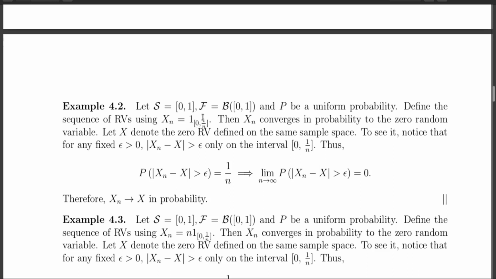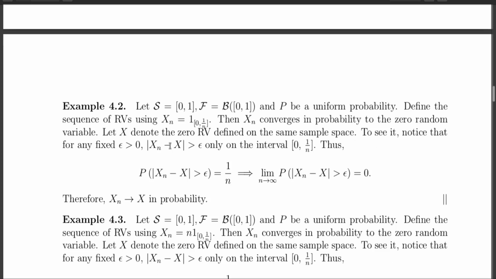So in the previous example, example 4.1, we have seen that the random variable Xn converges to 0 almost surely. Now we are going to see that this same sequence of random variables converges to 0 in probability. Okay, how can we see that? It is easy to see that.